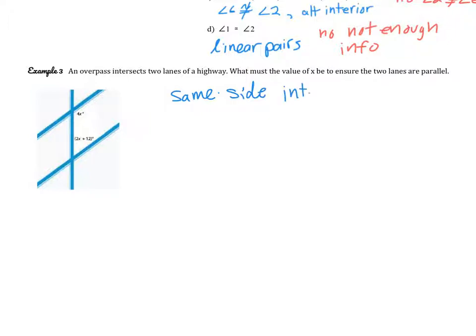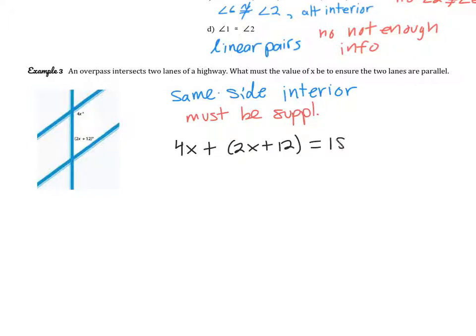interior. And according to our converse of the same side interior angle postulate, these angles must be supplementary for the lines to be parallel. So they must be supplementary, which means they must add up to 180. So let's make that happen. Let's say 4x plus 2x plus 12 equals 180.